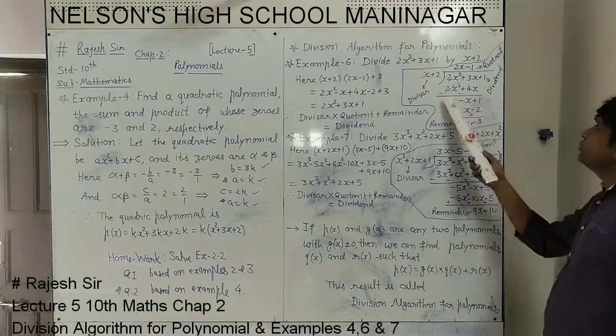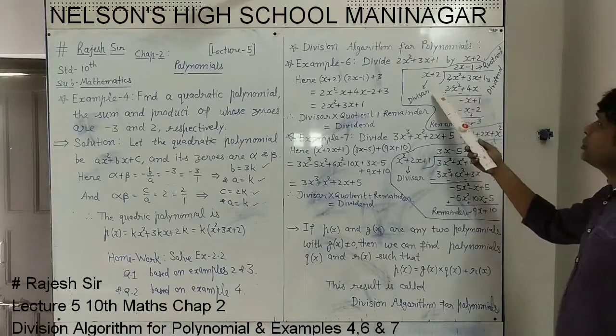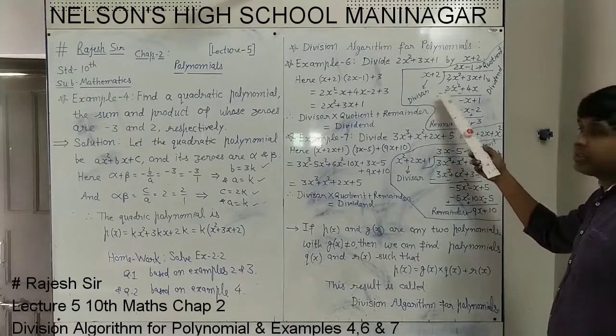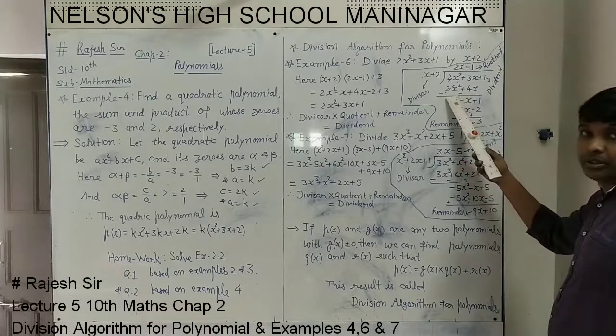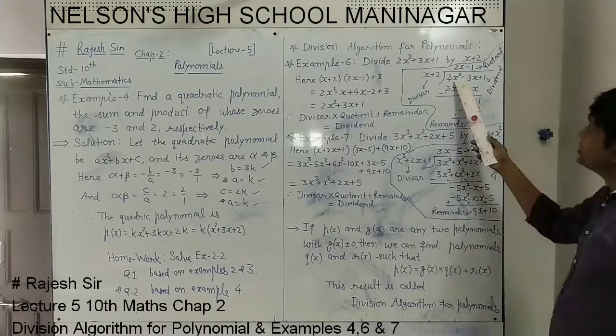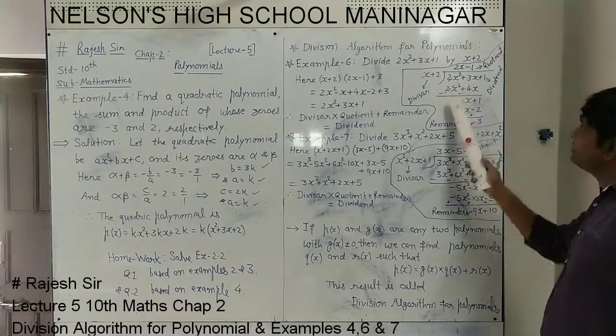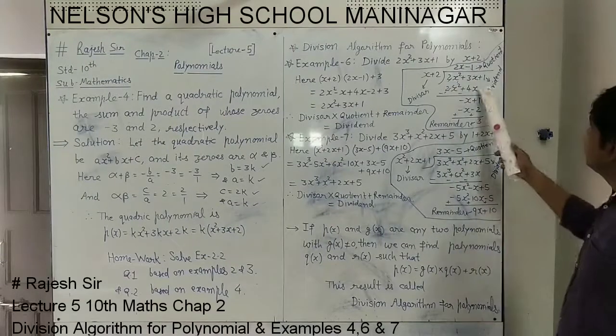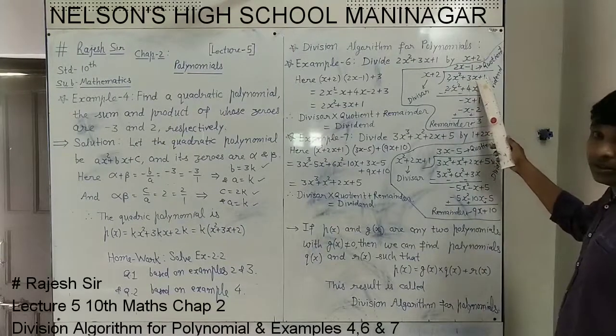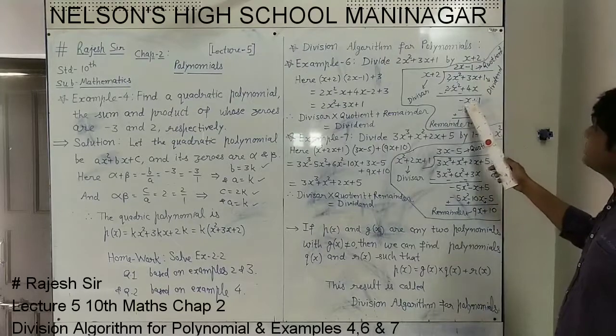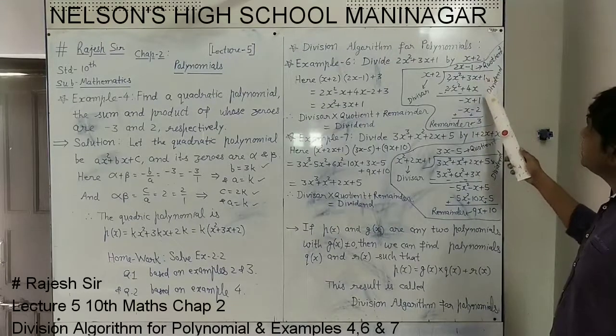Now in division, the sign will be changed. This 2x square plus is considered as minus, this plus 4x is considered as minus. Now subtracting, plus 2x square and minus 2x square cancel. Minus 4x and plus 3x, so what will be remaining? Minus x. And this plus 1 is taken.